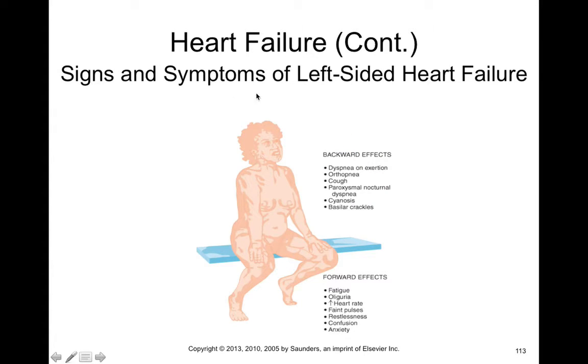Now, some of the signs and symptoms of left-sided heart failure we see here, the backwards and forwards effects. We'll talk about the forward effects first. The forward effects of left-sided heart failure would relate to things like fatigue, which makes sense. You're not going to be able to supply your body's tissues with enough nutrients and blood flow to support their metabolism. This is going to lead to fatigue all over your body.